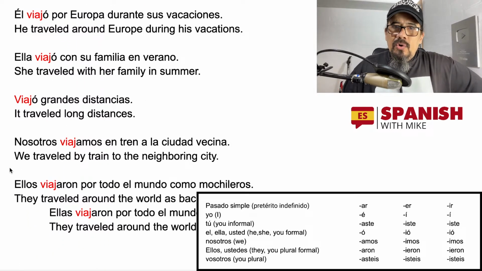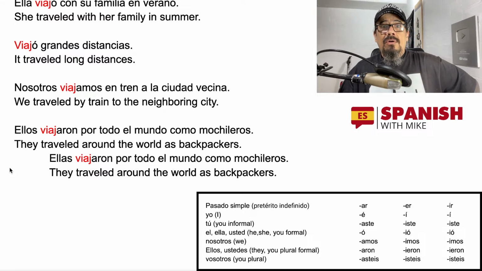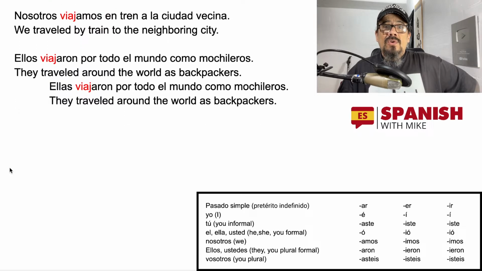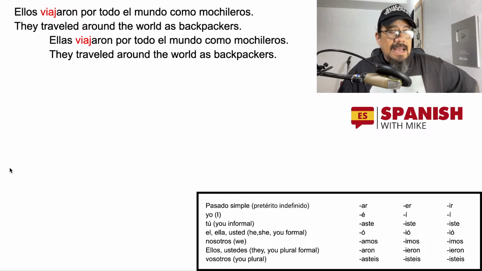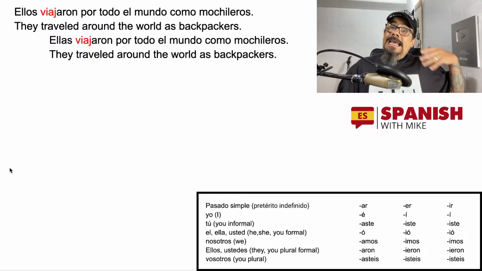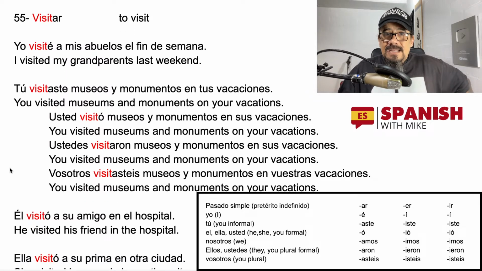He traveled around Europe during his vacations. Ella viajó con su familia en verano. She traveled with her family in summer. Viajó grandes distancias. He traveled long distances. Nosotros viajamos en tren a la ciudad vecina. We traveled by train to the neighboring city. And ellos viajaron por todo el mundo como mochileros. They traveled around the world as backpackers. Male. Ellas viajaron por todo el mundo como mochileras. Female. Verb 55. Visitar, to visit.